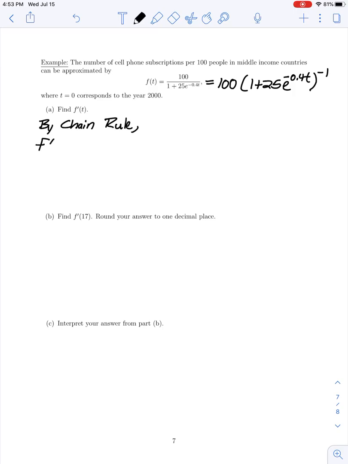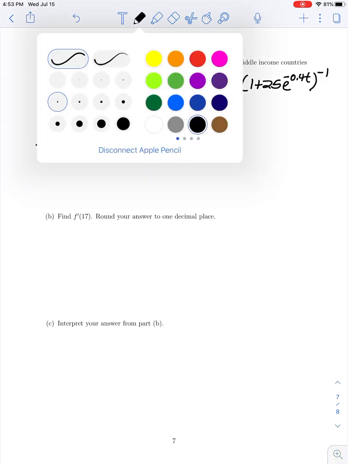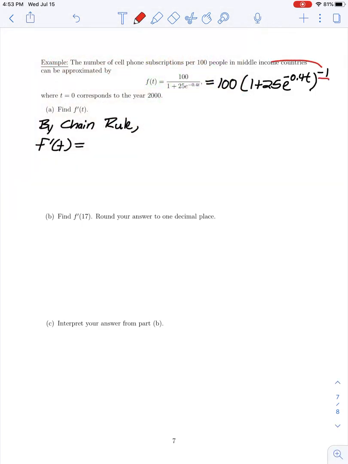So to differentiate our function by using the chain rule, we have f prime of t is equal to, well, we start by differentiating our outer function. Using the generalized power rule, I can take this exponent and bring it out in front of my function. So when I multiply my 100 by the negative 1, I have negative 100. And then I have the same base, 1 plus 25e to the negative 0.4t, now raised to the negative 2 power. We decrease the power by 1. But now I have to make use of the chain rule and multiply by the derivative of this inner function.